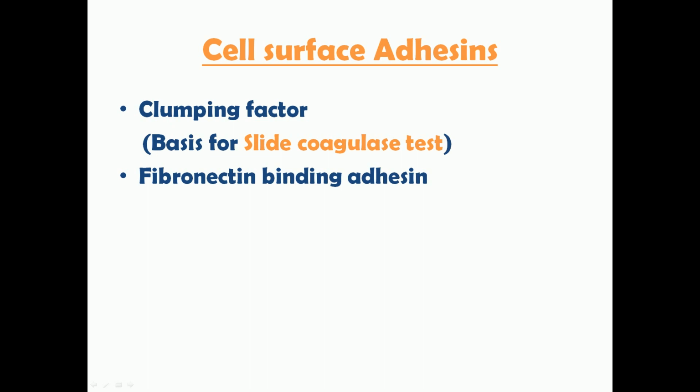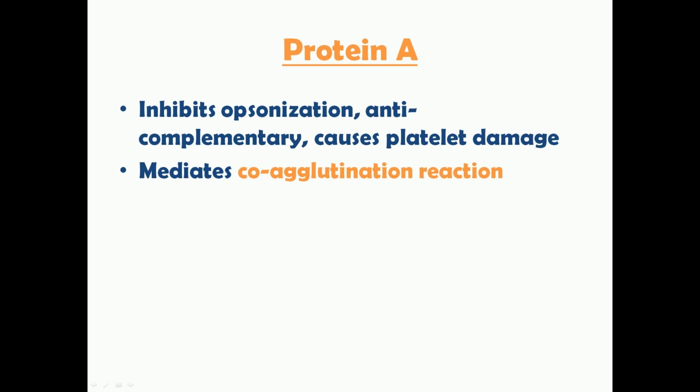The other cell surface adhesin is fibronectin binding adhesin. Now protein A. Protein A has many protective mechanisms for the bacteria. This includes inhibition of opsonization. They are anti-complementary, which means they act against the complement system of humans. They also cause platelet damage. They mediate a reaction known as the coagglutination reaction, which is a very interesting reaction. However, I'm not going to mention this reaction in detail. I want to make a separate video on that, and when I make that, the link will be given in the description as soon as it is available.